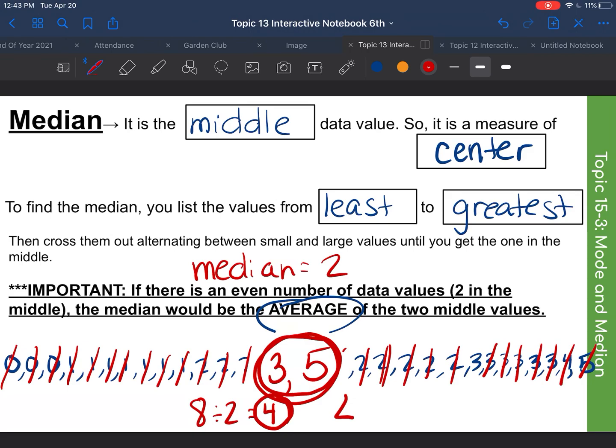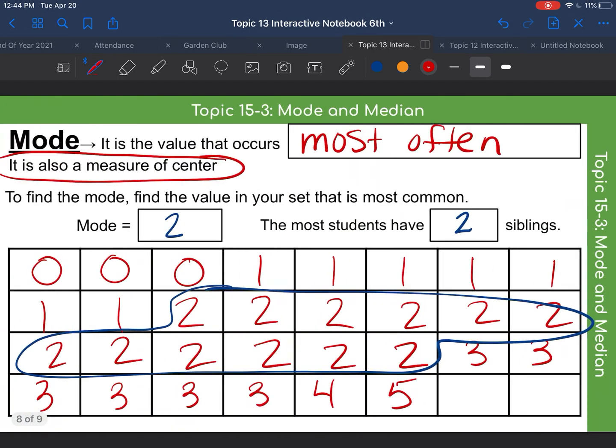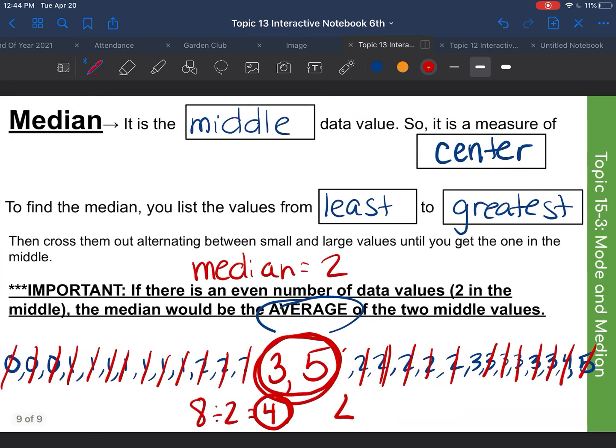So just like you did yesterday, you are going to find your data and complete the Google slide that has you finding the mode of your data and the median of your data. If you have any questions, utilize these notes, but you can also email me and I will help you out.